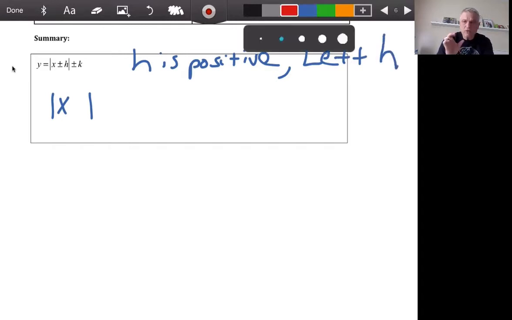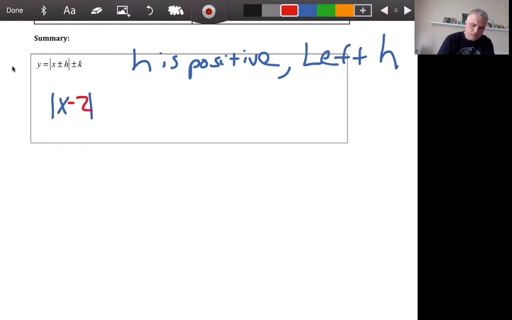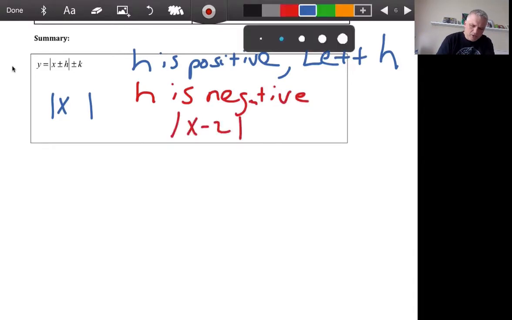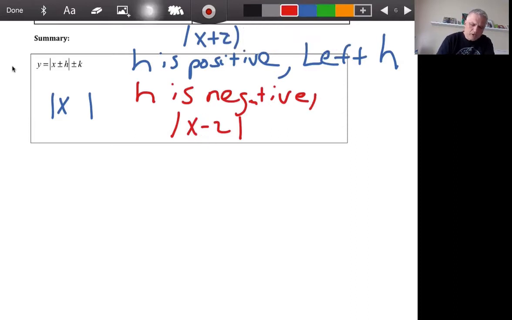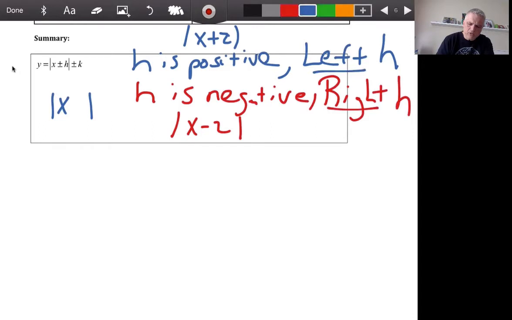If inside the absolute value with the x there's a minus, like x minus 2, for example, if h is negative, so if it looks like this, x minus 2, and the first one looked like x plus 2, that means if there's a minus, we go to the right h units. So we go right h units with minus, we go left h units with plus. Again, that's when we're inside of the absolute value brackets with the x.